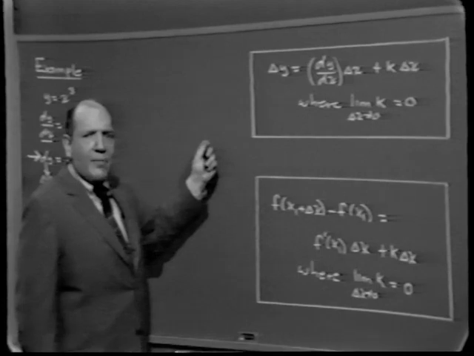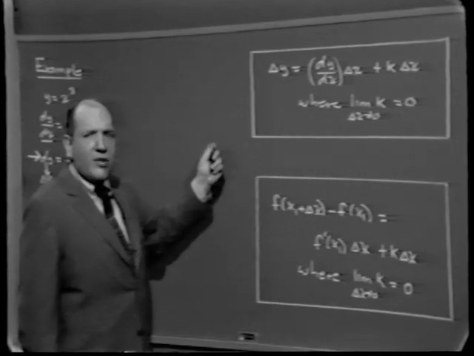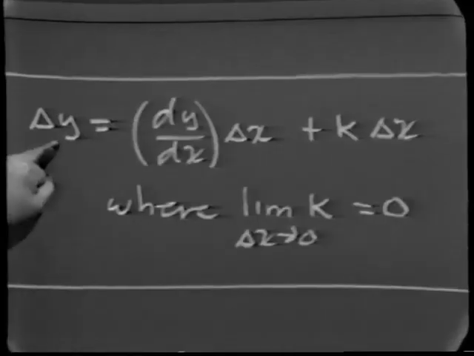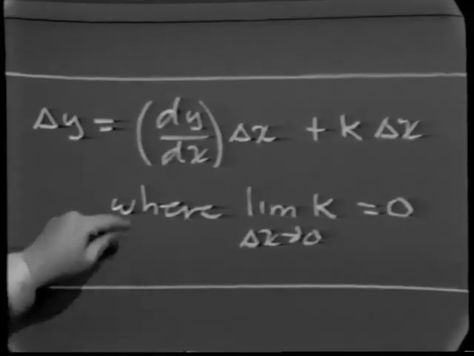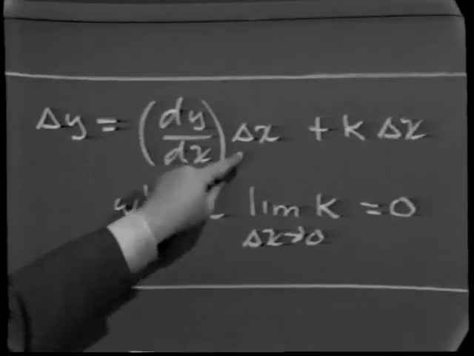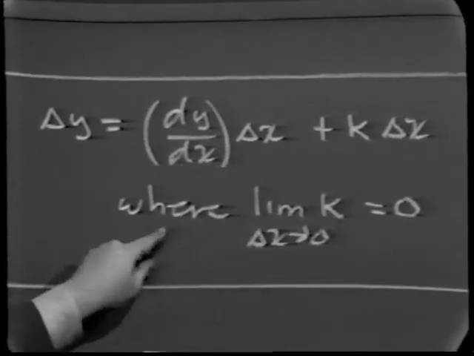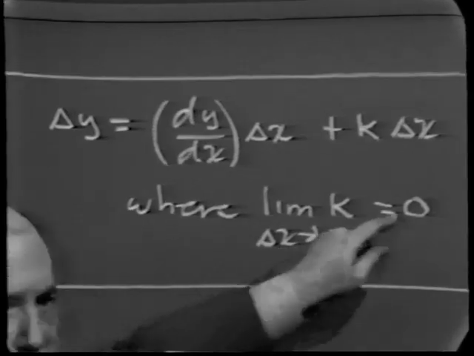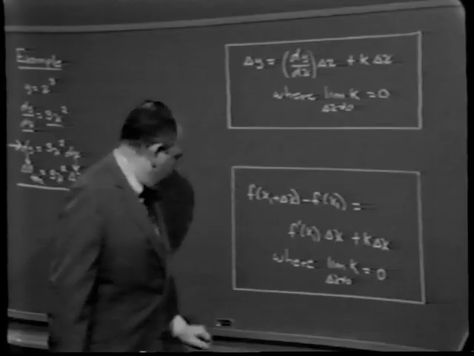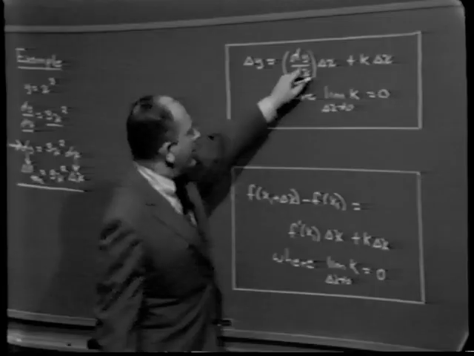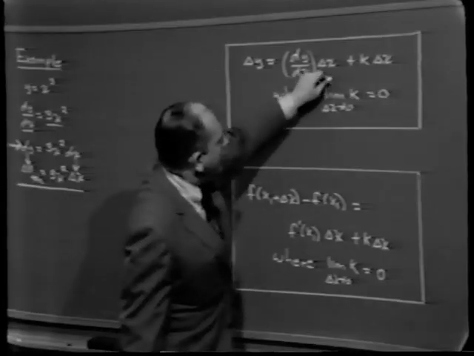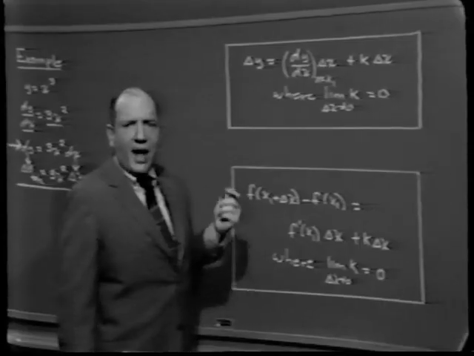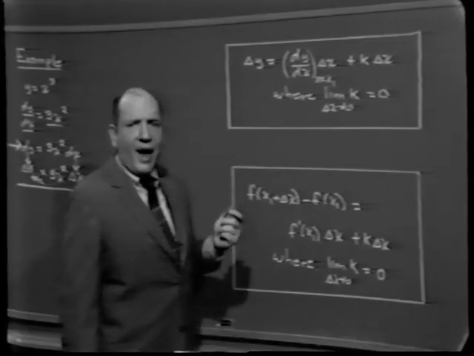I don't want you to come away with the feeling that the approximation is what was important. What was important was what? That the change in y, the true delta y, is dy dx times delta x plus k delta x, where the limit of k as delta x approaches 0 is 0. Okay? And by the way, again, most books write this way. I prefer that we emphasize that the derivative is evaluated or taken at a particular value of x.